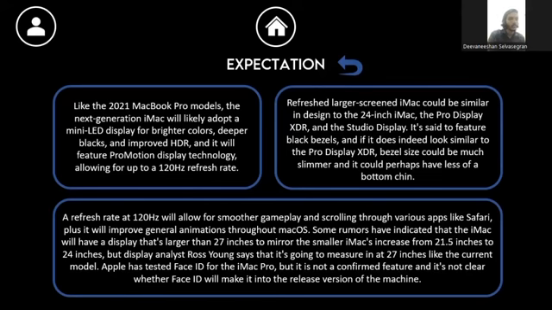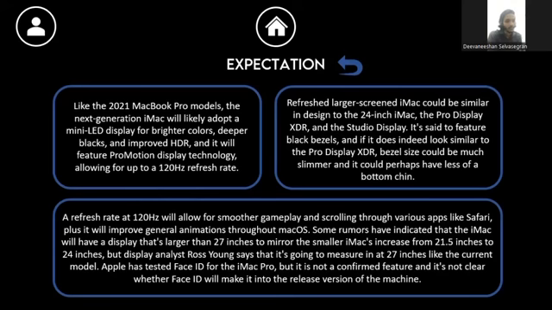The refreshed large-screen iMac could be similar in design to the 24-inch iMac, the Pro Display XDR and the Studio Display, featuring a black bezel. Bezel size could be much slimmer and it could perhaps have less of a chin. A refresh rate of 120 Hz will allow for smoother gameplay and scrolling through various apps like Safari, plus it will improve general animation throughout macOS.